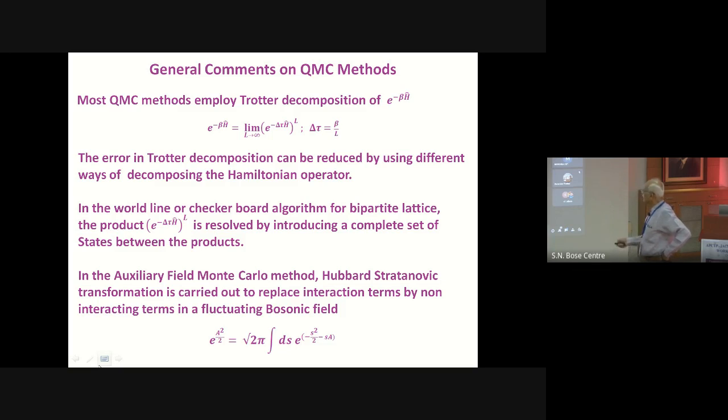So e to the a squared by 2 is written as 1 over root 2 pi, integral ds e to the minus s squared by 2 minus s a. And this is a Gaussian integral which is easy to evaluate. For people who did molecular calculations, they would have actually used Gaussians and these kinds of Gaussian integrals. So it's easy to evaluate.